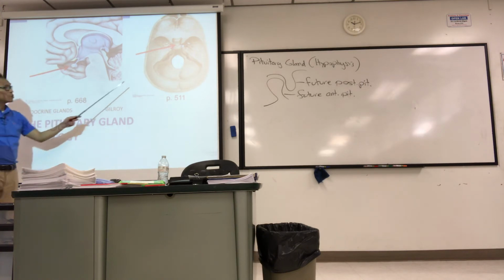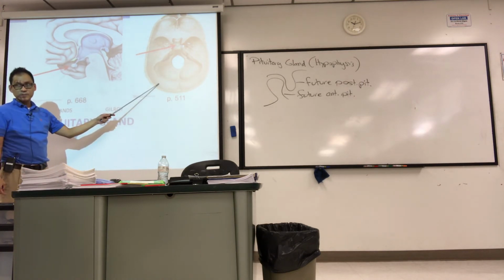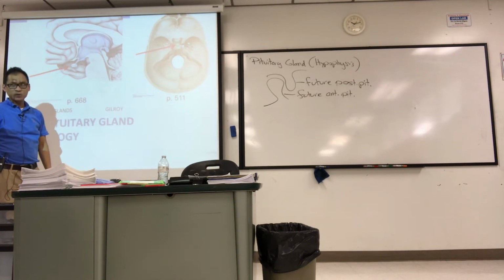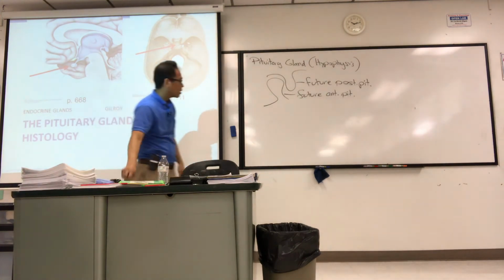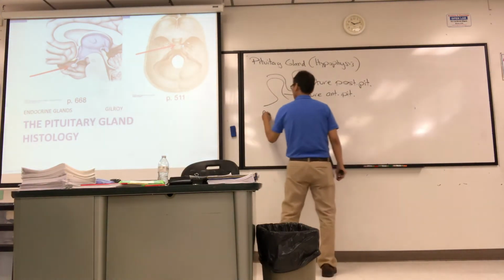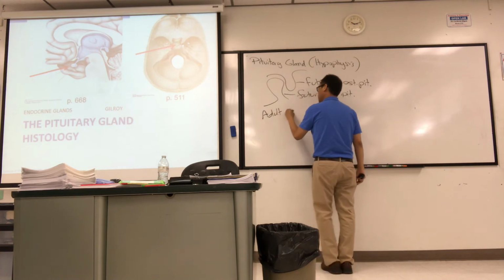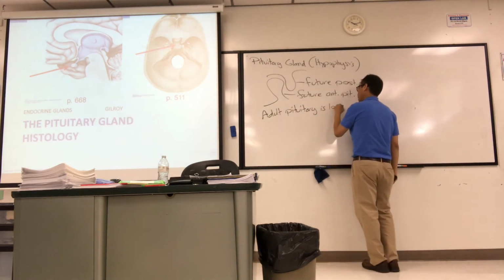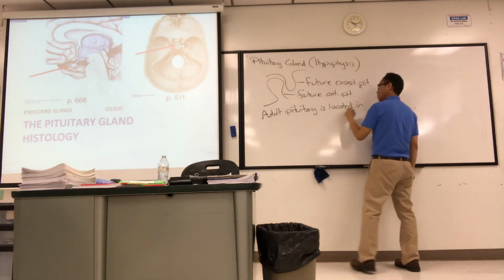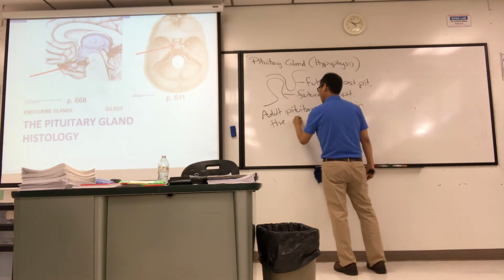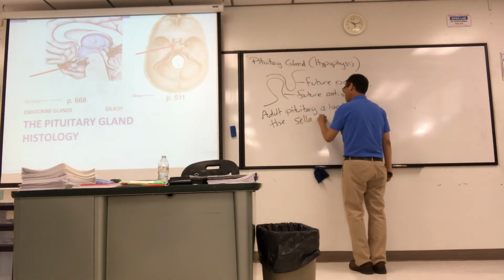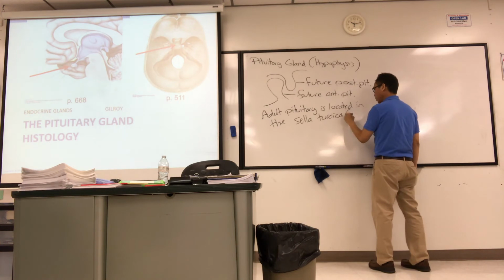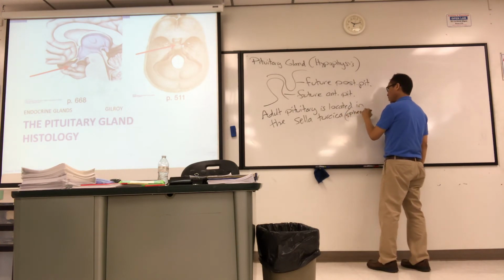Here's a superior view of the cranial base. And that space is where the pituitary sits. That's called the sella turcica. You should know that. Adult pituitary, located in the sella turcica. That's of the sphenoid bone. Sphenoid.